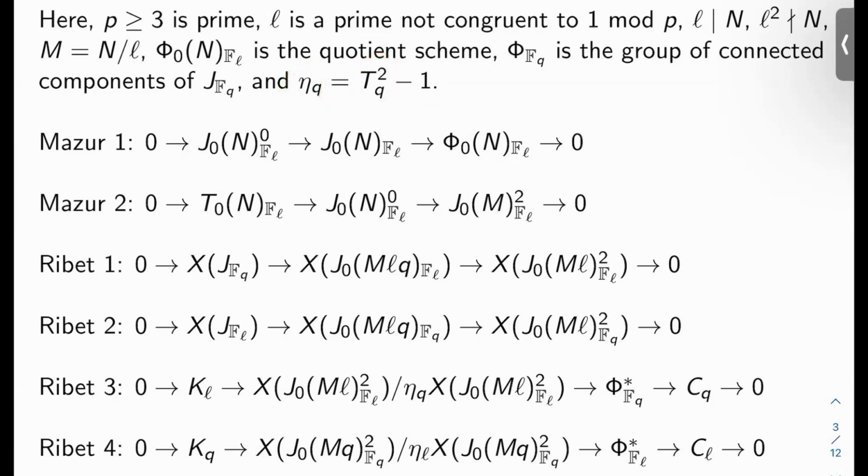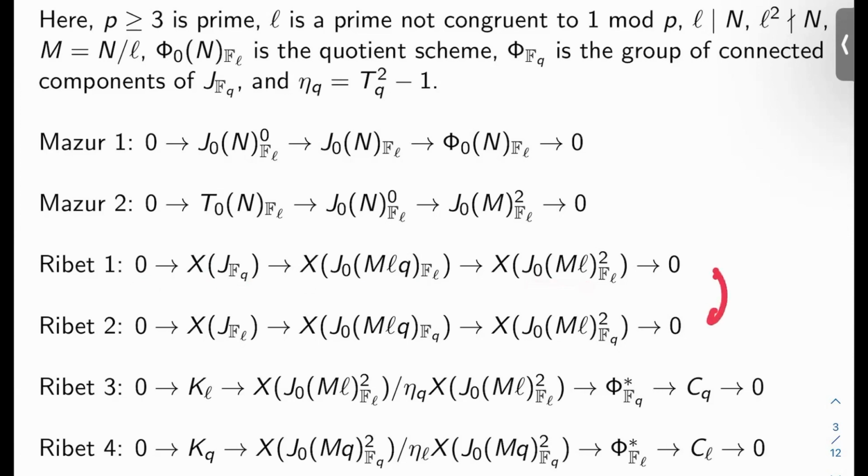Here are the 6 exact sequences. We'll call them Mazur 1, Mazur 2, and then Ribet 1 through 4. Mazur 1 is we have 0 to J0N0 FL to J0N FL to its quotient. Then we have 0 to this torus T0N mod L to J0N0 FL to J0M squared FL. Then remember, X parentheses something means take the character group of that thing. So then we have Ribet 1, which is 0 to the character group of JFQ to the character group of J0MLQ mod L to the character group of J0ML squared mod L.